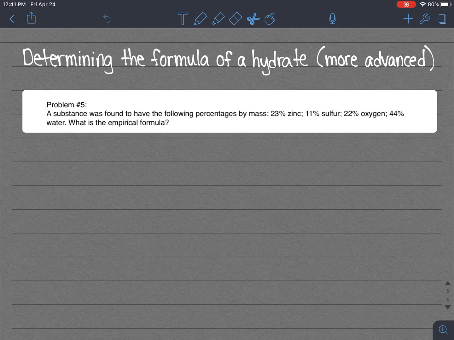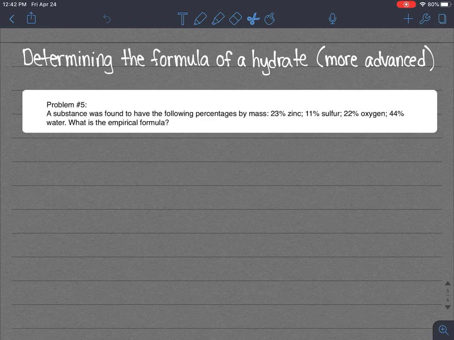Unfortunately, not all of the formula of hydrate problems are given to us as simply as the first two that we had covered in the previous lesson. So sometimes the author of the problem will give you just all of the percentages that they found in the sample, and they could obtain that in a lot of different ways. And then from there, you have to determine not only how much water there is, but what was the original formula of the ionic compound in the first place.